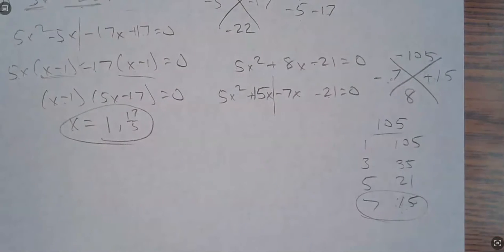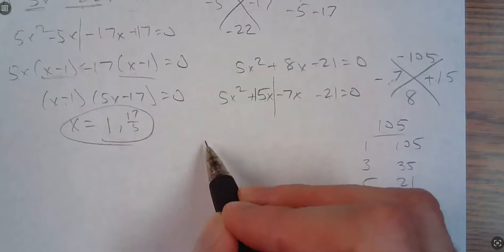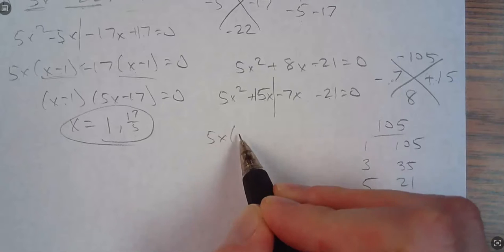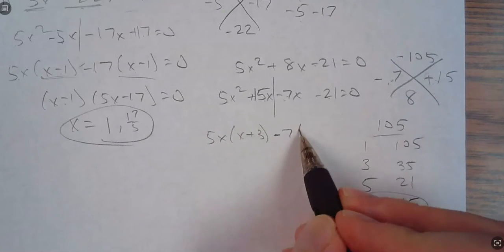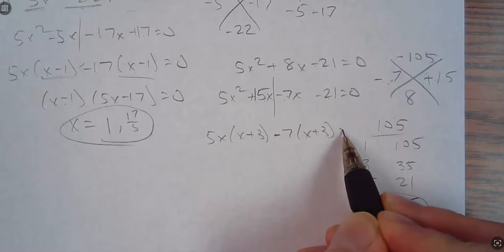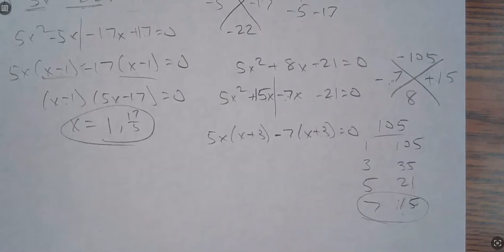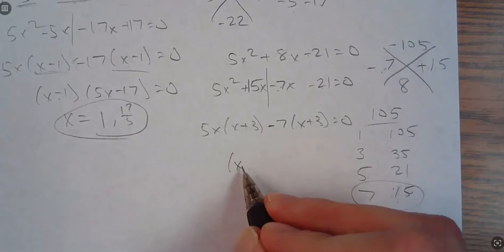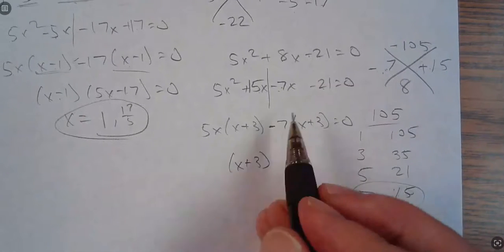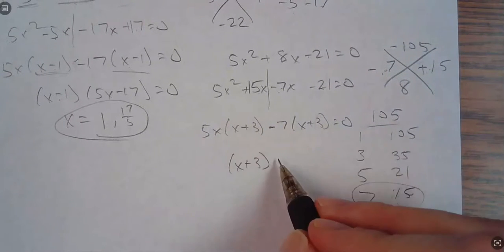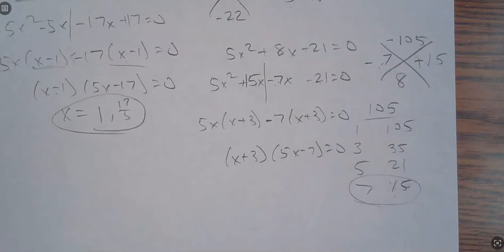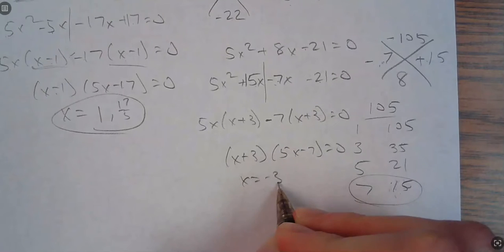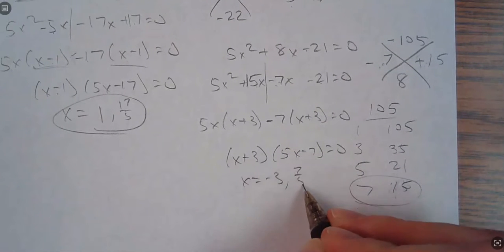Cut it in half. These are both divisible by 5x. We get x plus 3. These are both divisible by negative 7. x plus 3. They share an x plus 3, so factor that out. And all that's left then is 5x minus 7. That means x equals negative 3 and 7/5.